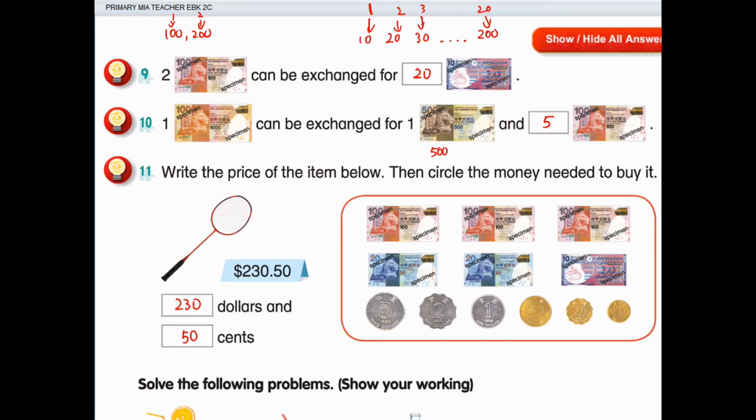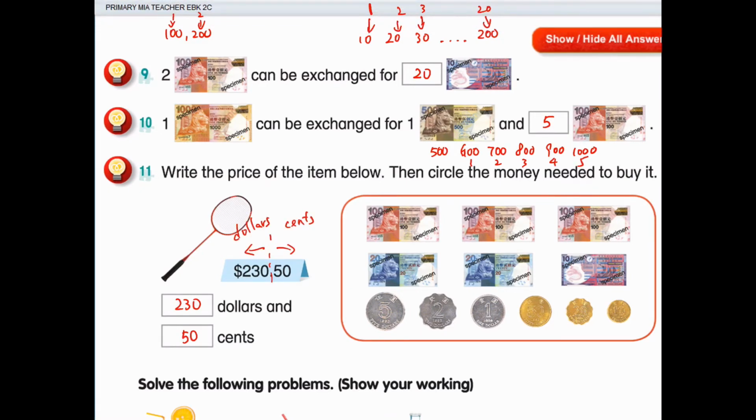500 for the $500 notes, and then 600, 700, 800, 900, 1,000. So this is $100 notes, 2, 3, 4, 5 there. So for the $500 notes, the total value will be $500, and then with one more $100 note we have a total value of 600, 700, 800, 900, 1,000. So we'll need 5 $100 notes.